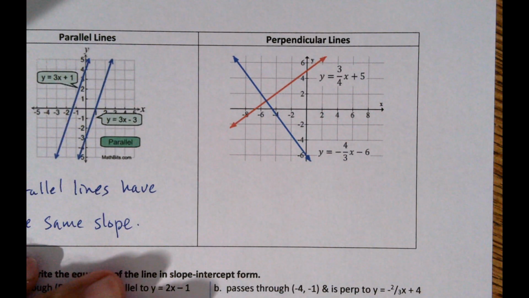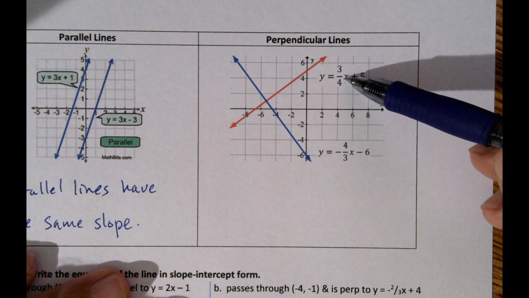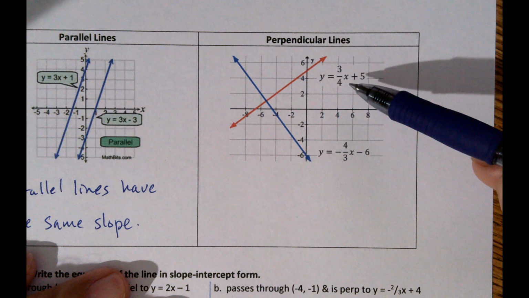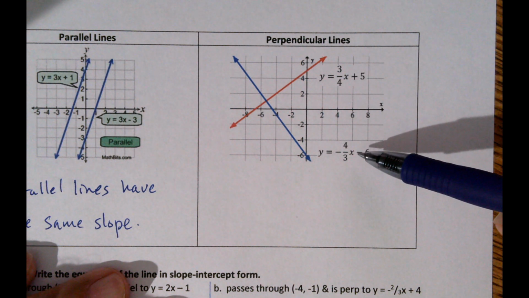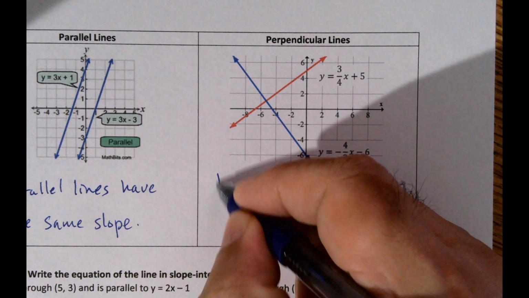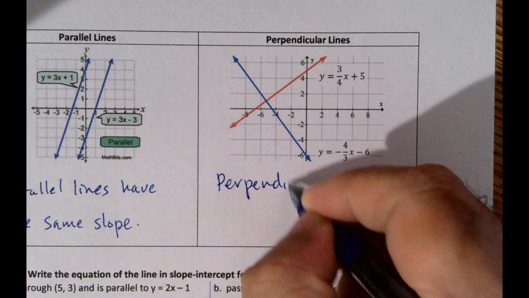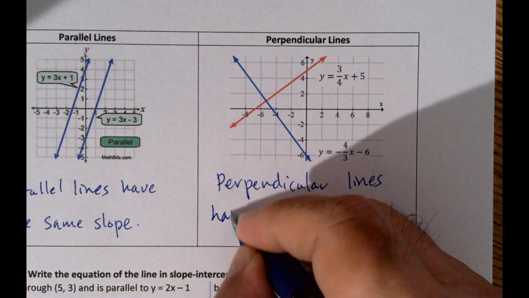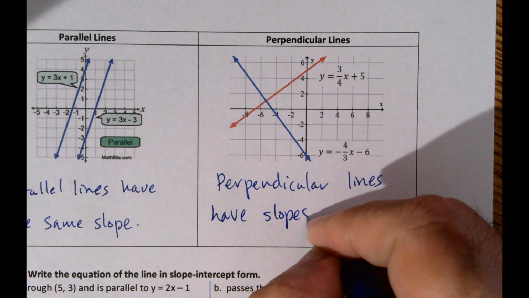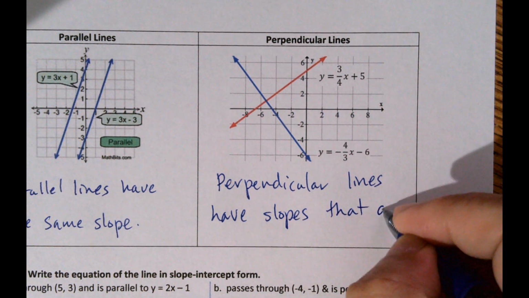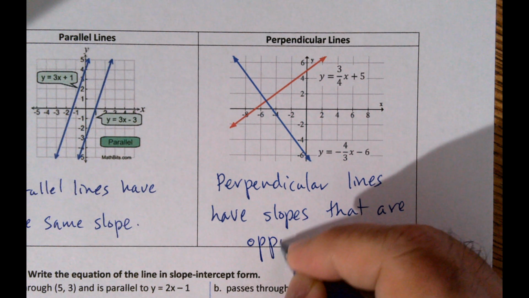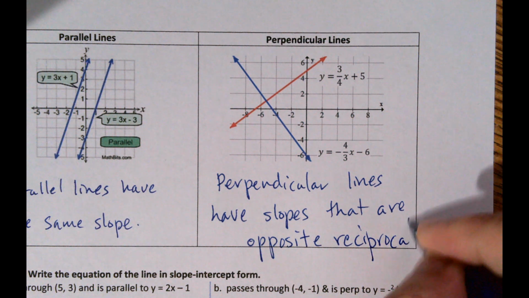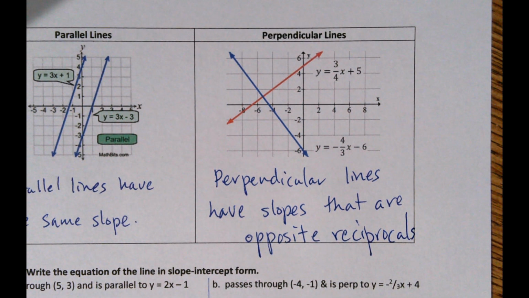But what about perpendicular lines? So if you look here, 3/4 for one of the lines, that's the red one, and negative 4/3 for the other one. So their signs are different, and they're reciprocals of each other. So perpendicular lines have slopes that are opposite reciprocals.